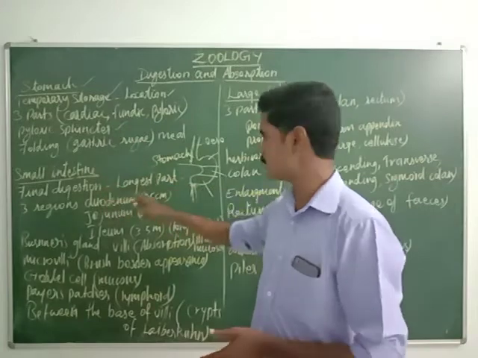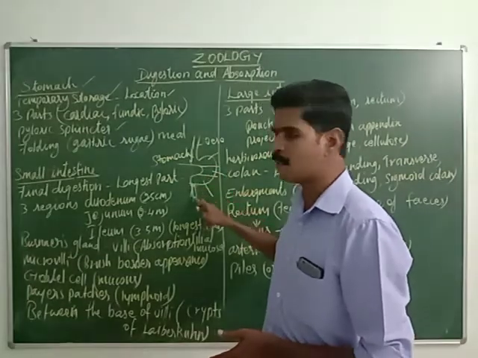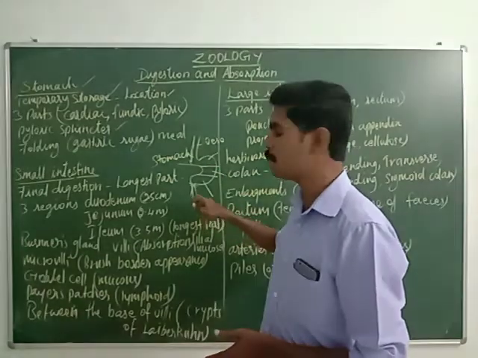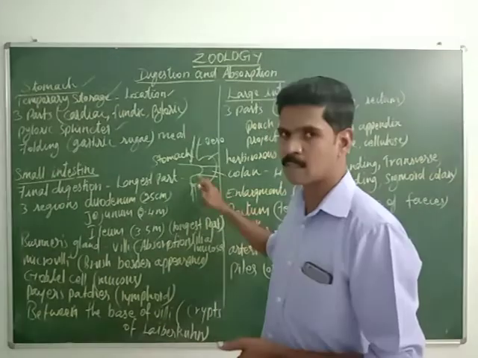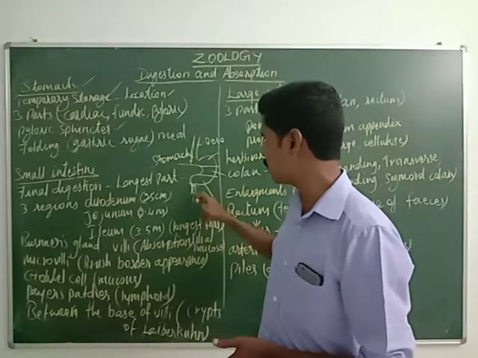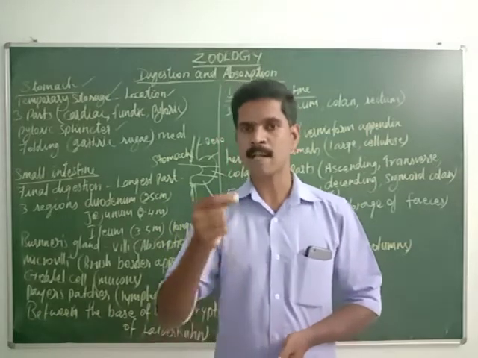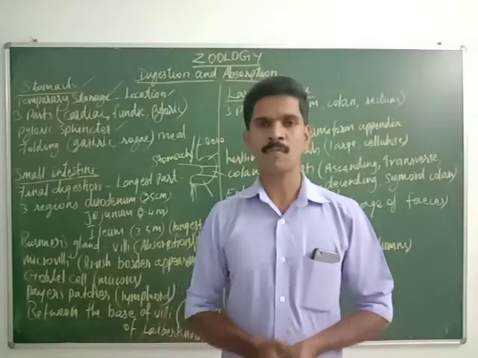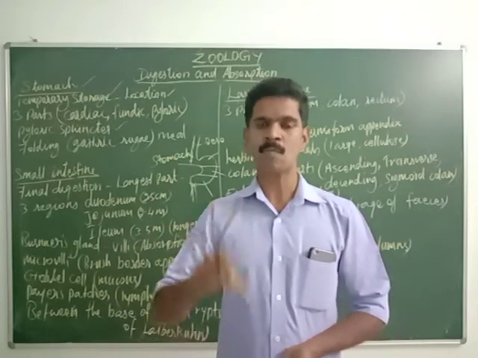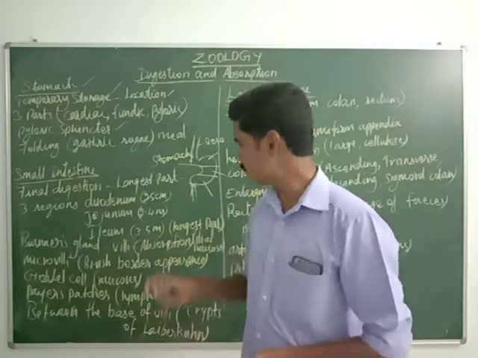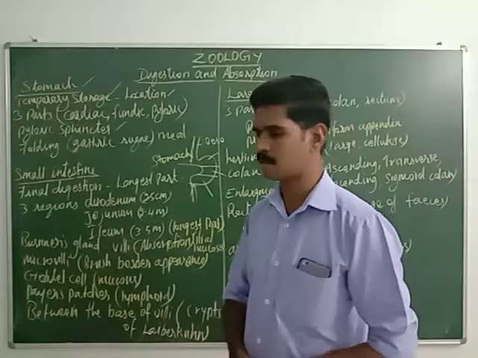This pyloric sphincter regulates the passage of food material from the stomach to the duodenum. It also prevents the backward passage of food material, that means from the duodenum to the stomach. So the pyloric sphincter does two important functions. First, it regulates the flow of food materials from the stomach to the duodenum, and it also prevents the backward flow from the duodenum to the stomach.